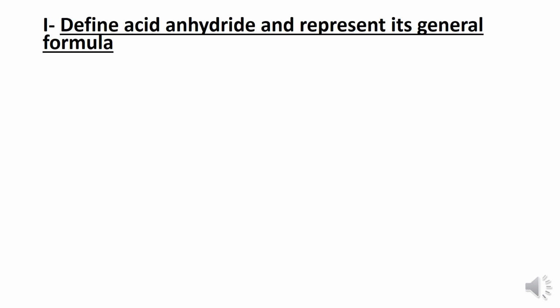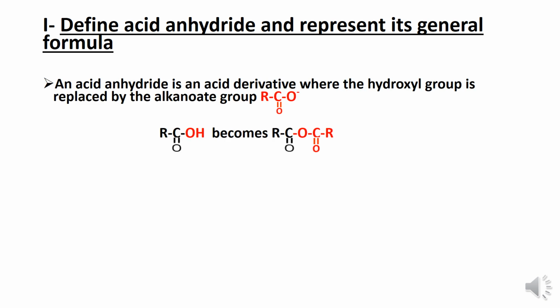Let us begin with the first objective, which is to define acid anhydride and represent its general formula. What is an acid anhydride? It is an acid derivative where the hydroxyl group is replaced by the alkanoate group RCOO-. So as you see here, the OH is replaced, or it becomes OC double bond OR, replaced by a group of atoms.